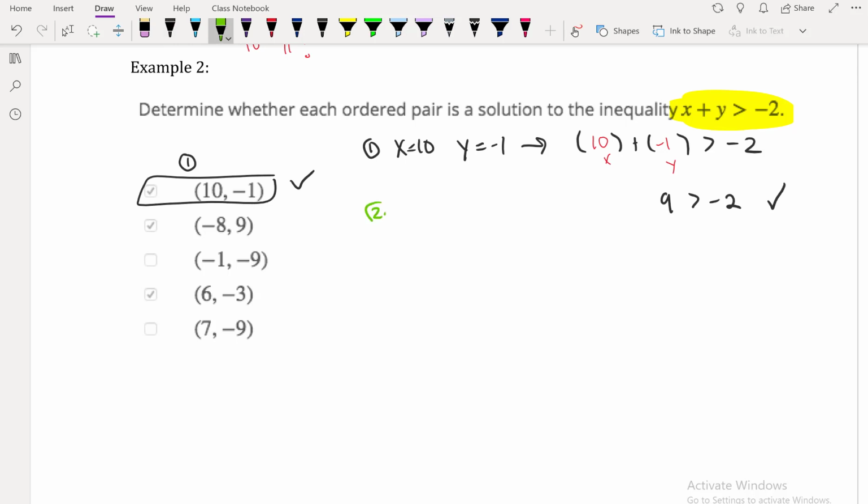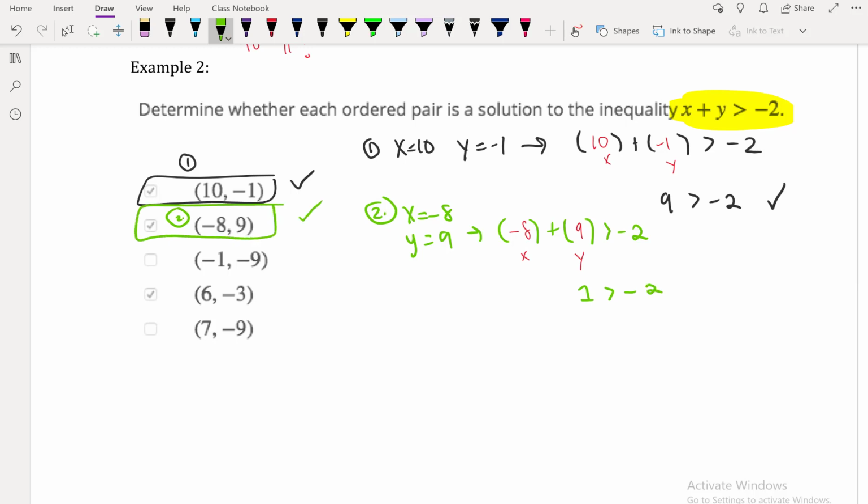Now I'm going to go on to my second ordered pair here. So I have x is equal to -8 and y is equal to a positive 9. So I'm plugging it into the same equation. So x plus y is greater than -2. So the x is -8 and the y value that I'm plugging in is a positive 9. So -8 plus 9 is going to give me a positive 1, which is bigger than -2. So that one also works.